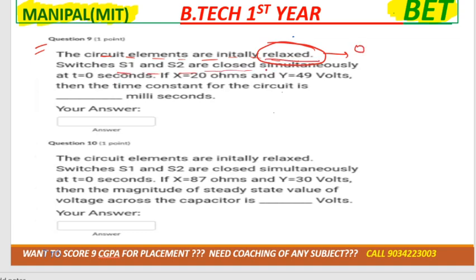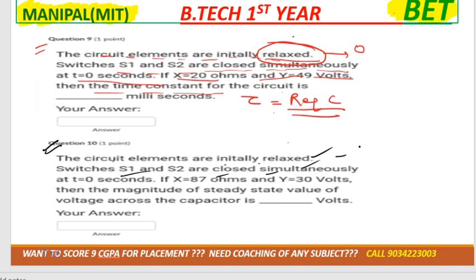Switches S1 and S2 are closed simultaneously at t equal to 0. X is this, Y is this, then the time constant. So time constant is R equivalent into C, that you have already calculated, right? Now question number 10. They said circuit element are initially relaxed. Same. S1 and S2 are closed simultaneously. Again, same. Then if X is this, Y is this, then the magnitude of the steady state value.